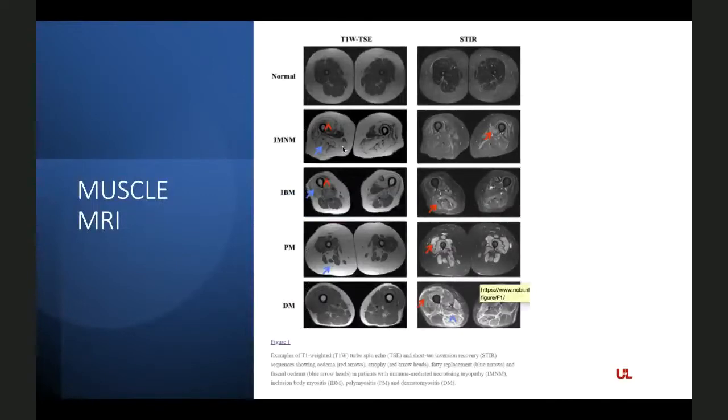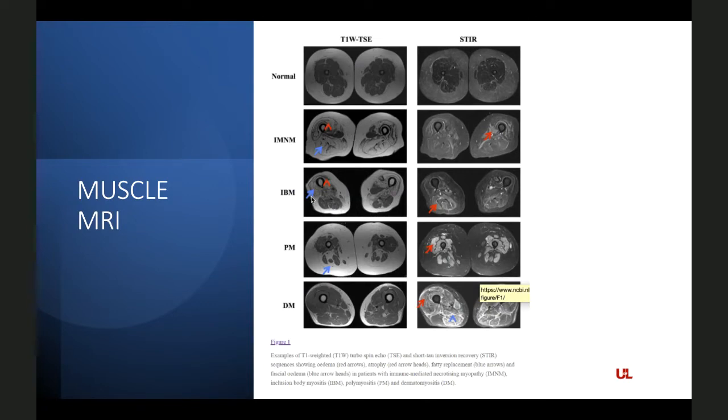So this was a study where they checked thigh muscle MRIs for immune-mediated necrotizing myopathy and different kinds of myopathies. So I'm going to move ahead and show you the pictures. As you can see over here, the first one is normal. We don't see any signal change over here. In immune-mediated myopathy, in the first slide, this is T1, and as you can see, there is an increased signal up here and down here, which represents some kind of inflammation going on.